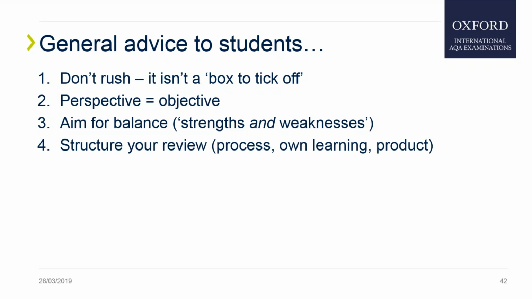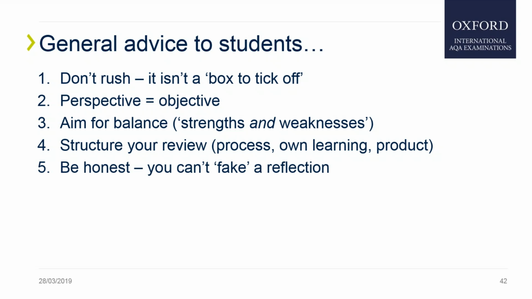Structure the review properly. You could even have subheadings. Here I'm talking about the process. So you might have a section on the summary at the start, then a section on the process, a section on the product, and then a section on the own learning. That's perfectly fine. A bit like you would structure the report, sometimes with section headings. That's perfectly fine. And encourage students to be honest.